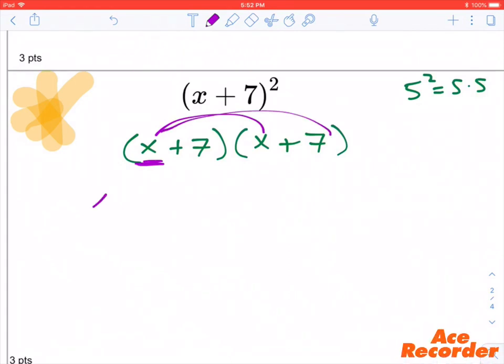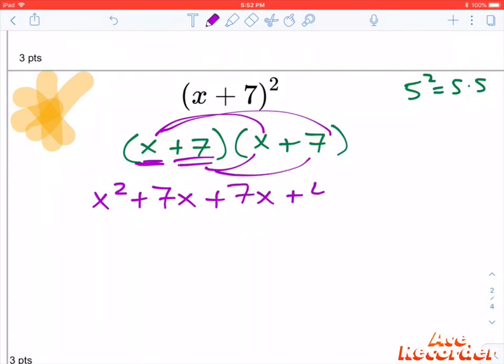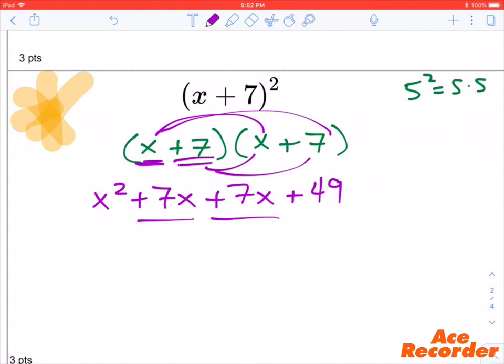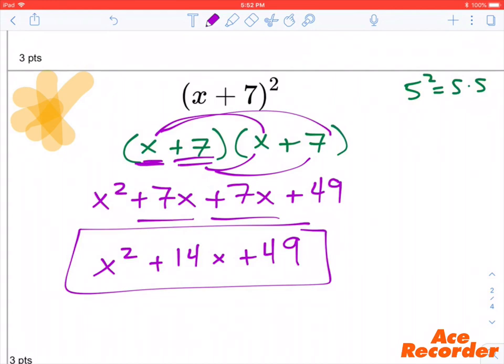So x times x is x squared. X times 7 is 7x. And now we look at 7. 7 times x is 7x. 7 times 7 is 49. And then you combine like terms, which 9 times out of 10 is going to be in the middle. So x squared plus 14x plus 49 is our final answer. Okay.